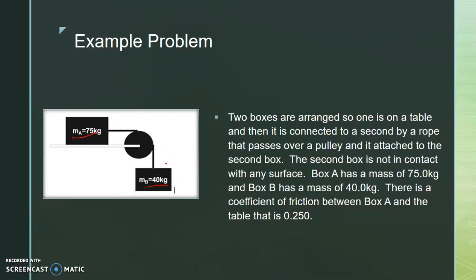There is a coefficient of friction between box A and the table. So remember, this is a table right here, but there's nothing under this box. And that coefficient of friction is 0.250.